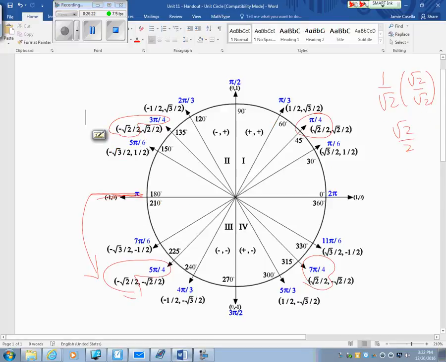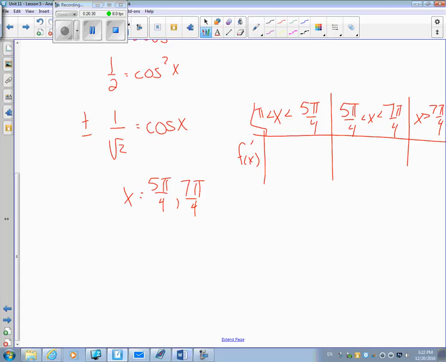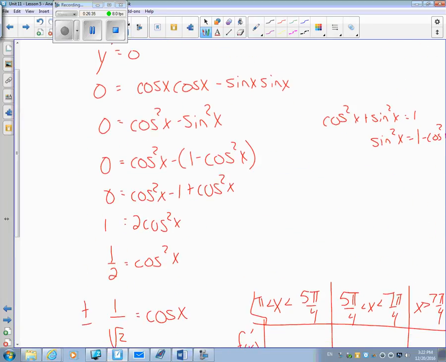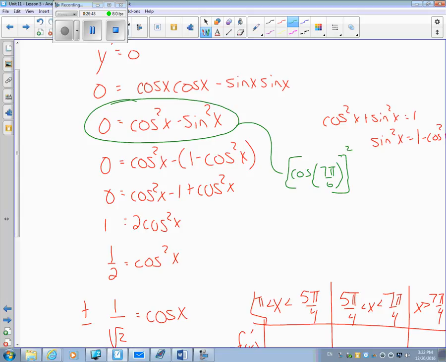So if we look at a unit circle, what's a nice number between pi and 5 pi over 4? Well, there's only one on here, right? 7 pi over 6. So we go to our derivative function. If we were to punch in 7 pi over 6, let's go back up here for a second. I'm going to use this equation. Here's my derivative, okay? So I need the cos of 7 pi over 6, I'm going to square that, minus the sine of 7 pi over 6. And again, we're going to have to square that. And remember, all I really care about is my signs, not necessarily the values.